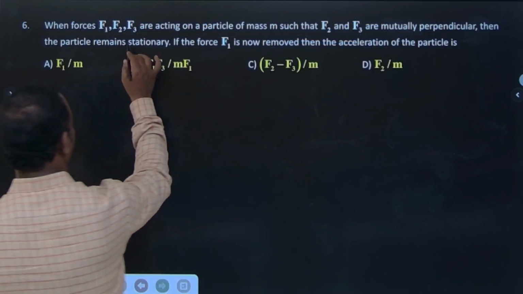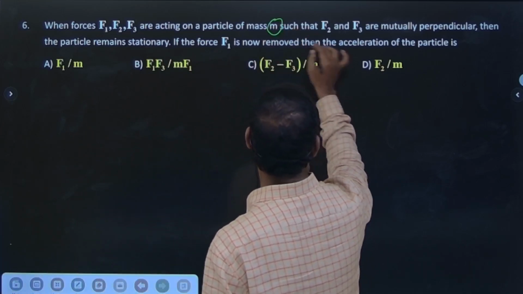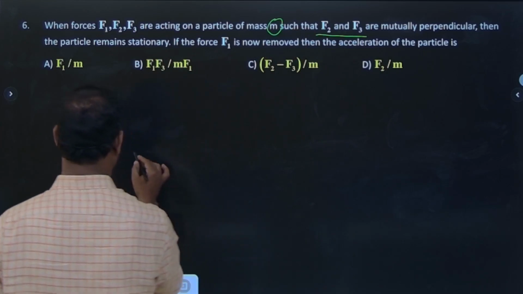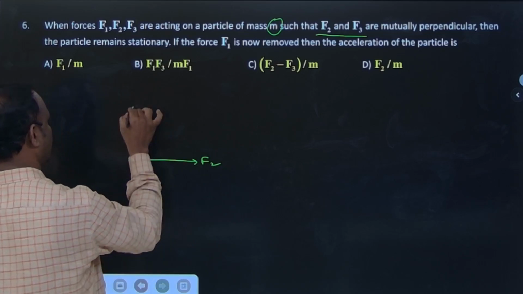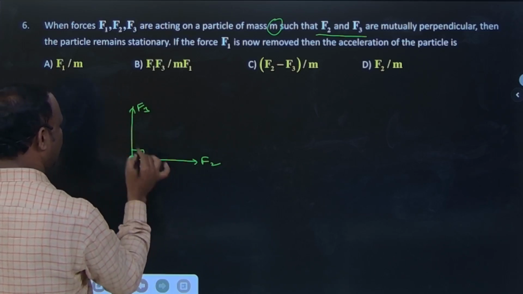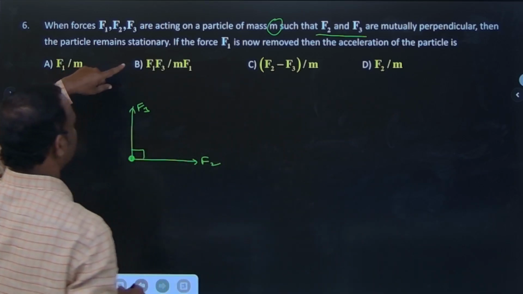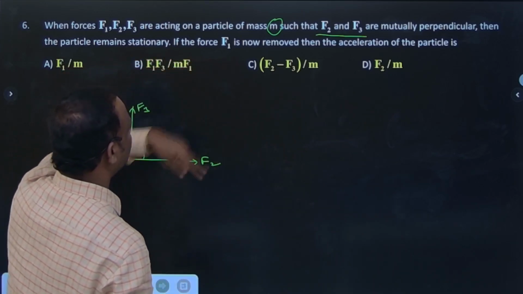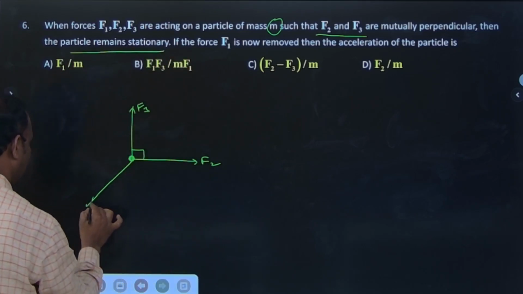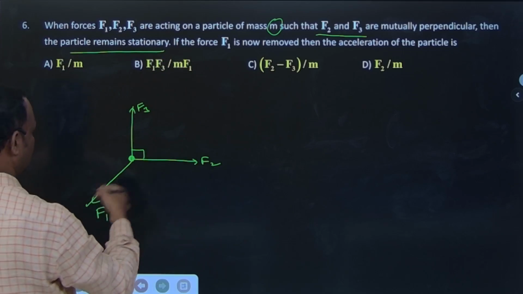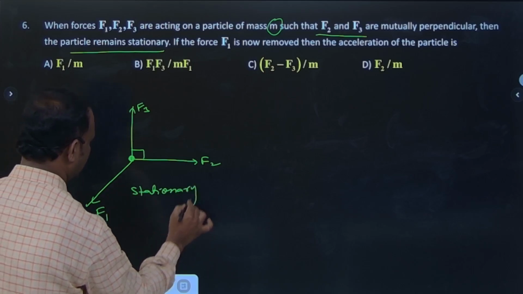When forces F1, F2, F3 are acting on a particle of mass m such that F2 and F3 are perpendicular, this is the particle, this is F2, next one is F3. They are mutually perpendicular, then the particle remains stationary. If F1 is now removed, this is F1. So then the particle remains stationary.